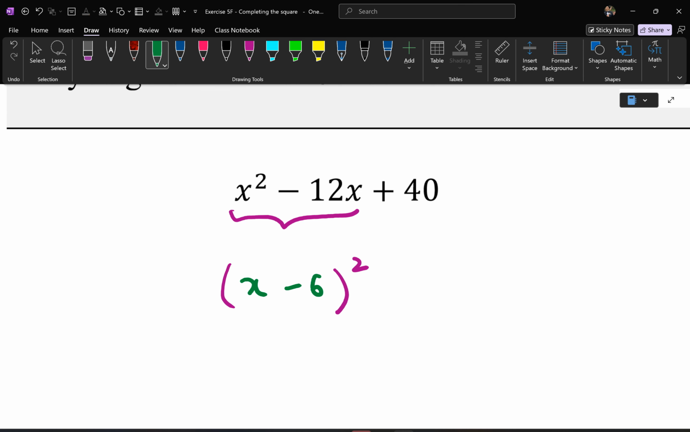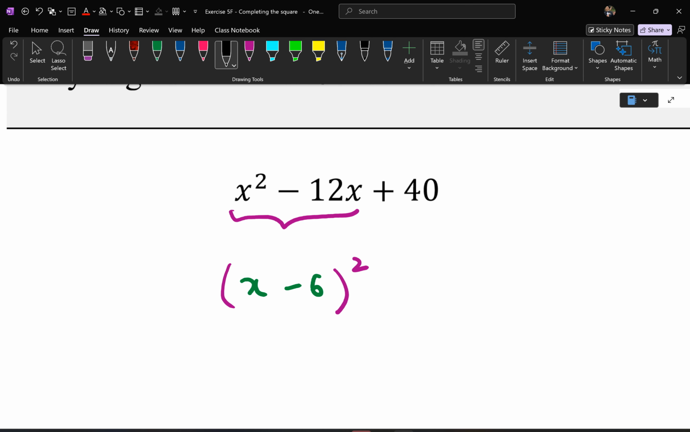But if this is (x minus 6), here's the problem. To get the last number, we have to square the negative 6. That was the pattern. Now square of negative 6, what do you get? 36. So it doesn't make sense. This expression is not this. It's not a perfect square. I've got a plus 40 instead of a plus 36, which is what I want.